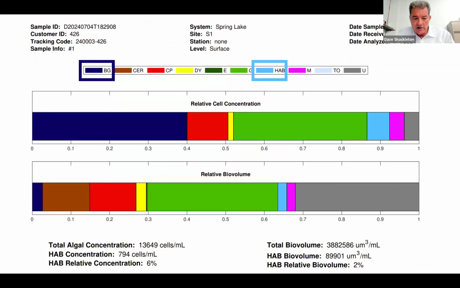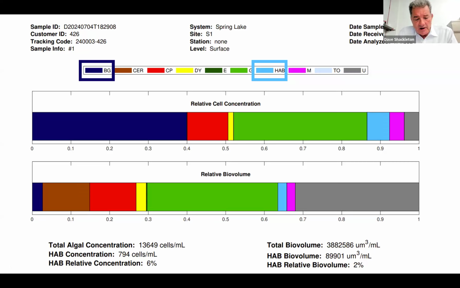This is the Spring Lake data from the beginning of July, and you'll see in terms of cell concentration, a lot of blue-green, a little bit of HAB producing, toxin producing. We tend to focus on biovolume rather than cell counts, because, as I said, there are a lot of small cells here, but in terms of biovolume, the biovolume being produced is relatively small of blue-green. So we tend to focus on biovolume. We think it's a better indicator.